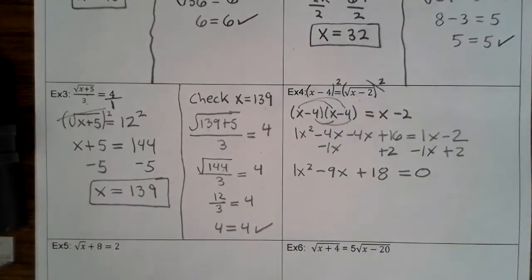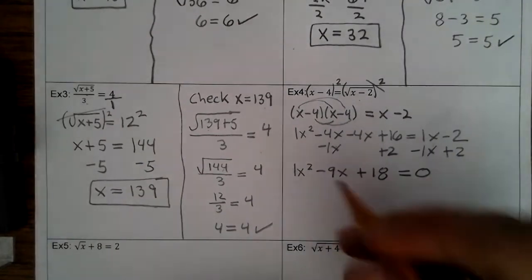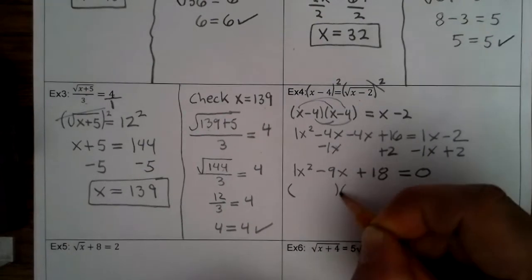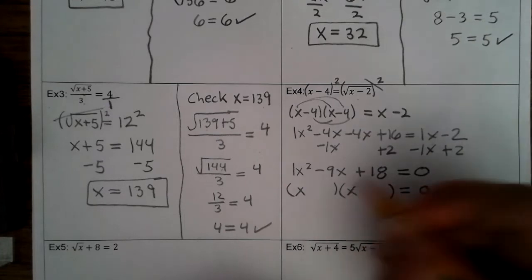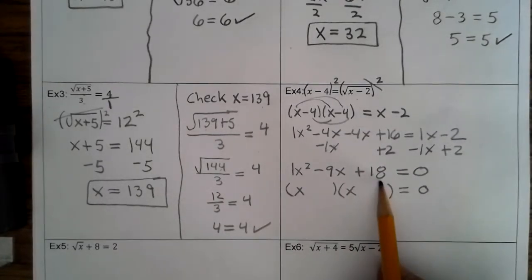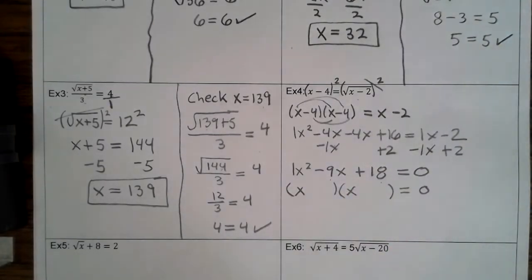Now, at this point, we need to factor. So we're going to do 2 parentheses. Now we know x and x make x squared. Now we need to find all the combinations to make 18 and combine to negative 9. So let's come over here with that.